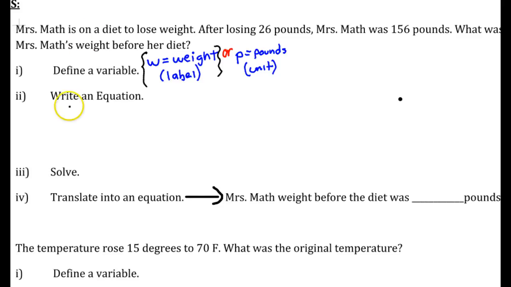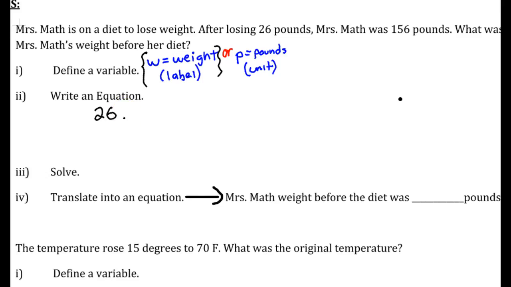Okay, so using what we've been doing the past few weeks, write an equation. Anybody got what would be an equation here? I have an equation. Go for it. Make sure you're using W for our variable. I put 26 plus W equals 156. Alright, so 26.